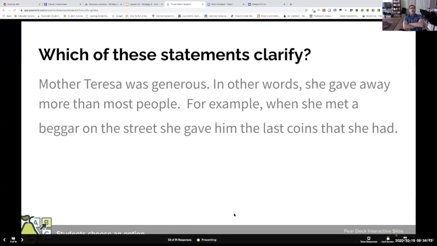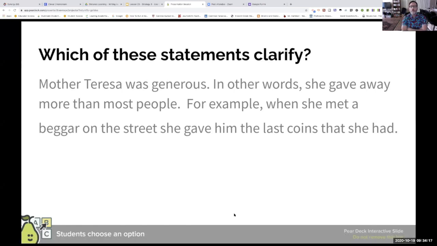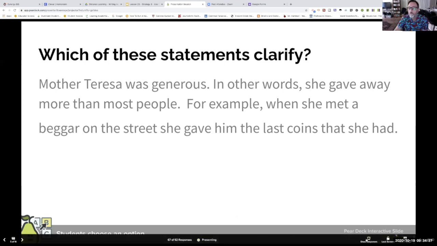And clarification statements are great because they work for any type of writing. So they can work for narrative. They work particularly well for both expository and persuasive writing as well. So it's one of those things that isn't genre specific. You can use them and should use them in every type of writing. Okay, let's take a look.